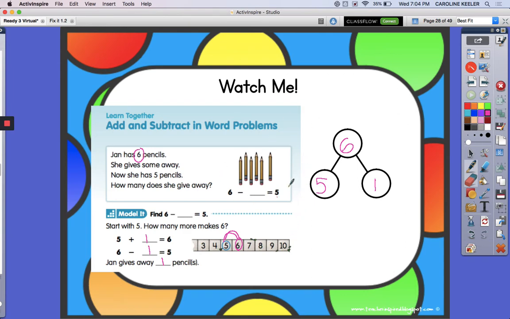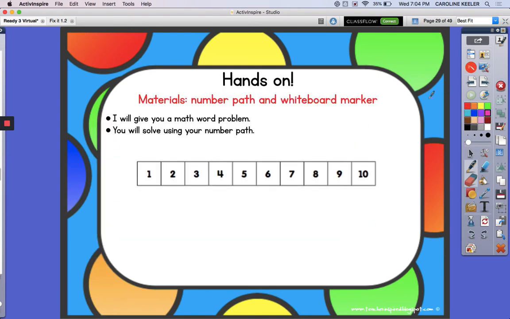I could also use my picture to help me do this. Look, I could start with 6 and I can look to see how many I need to take away to have 5 left. So here's 1, 2, 3, 4, 5. I just need to take this one away to be left with 5. Okay? So that's what we're going to practice today.